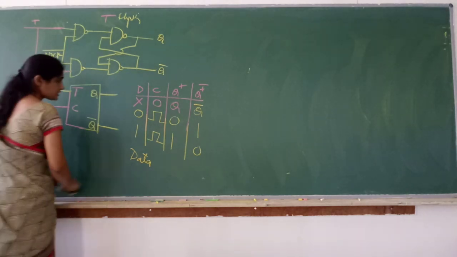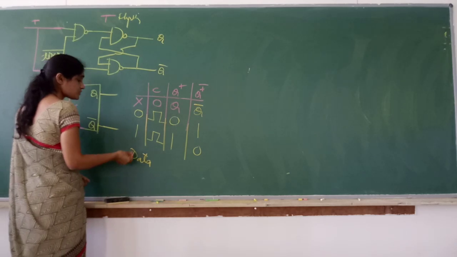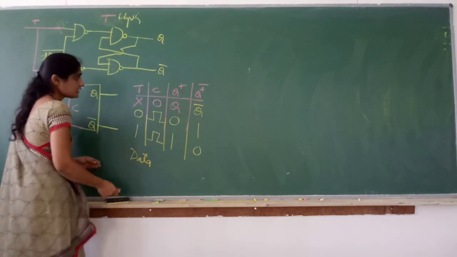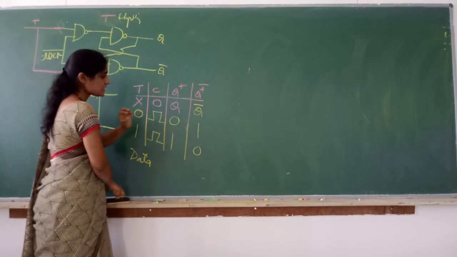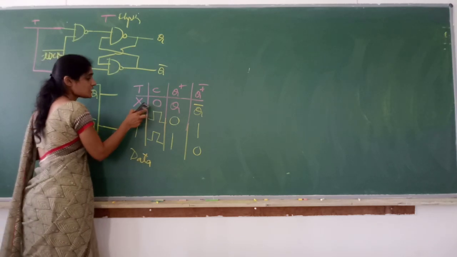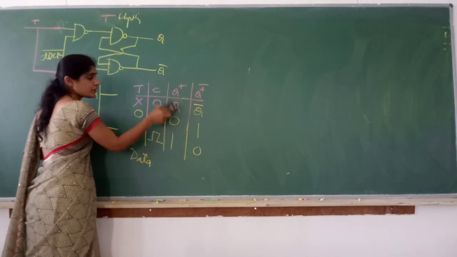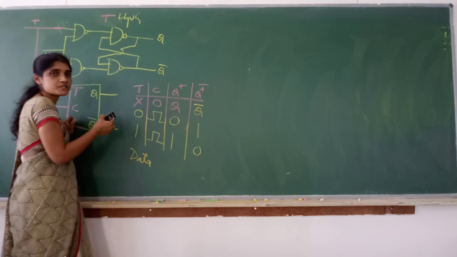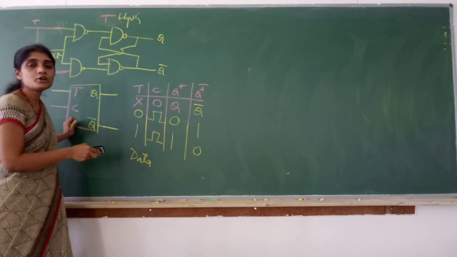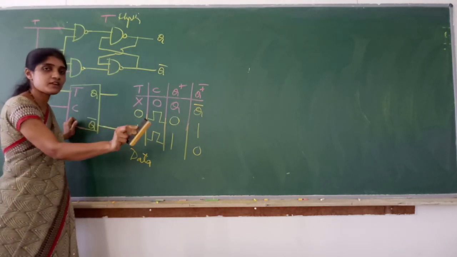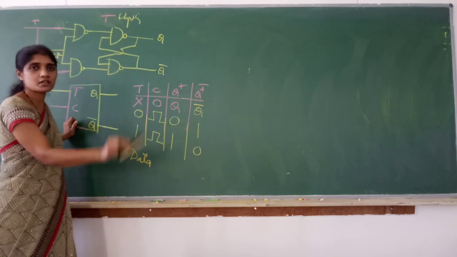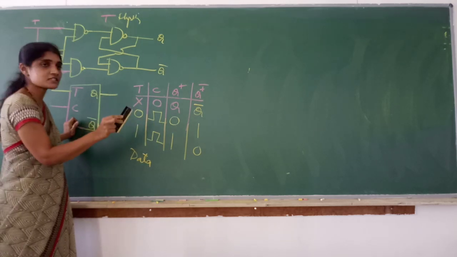Okay, so function table, this will be T. Clock, Q plus bar. So again, if clock is 0, whatever the input you give, previous state. This is common for all the flip-flops. When you are not giving clock input, the flip-flop will hold the same previous bit. No change in the flip-flop state. It holds the same previous bit as the next state.